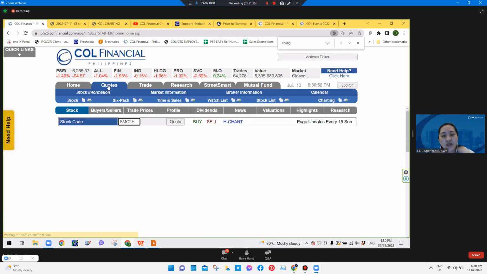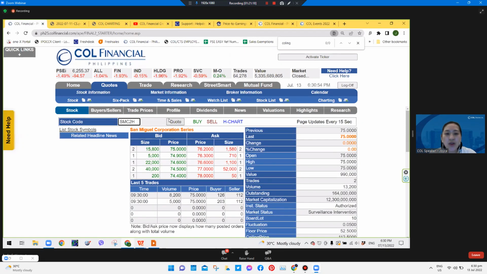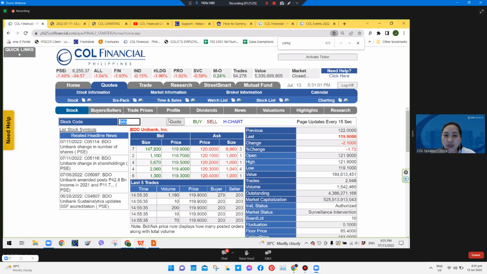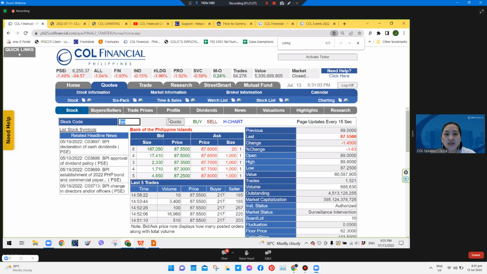Common shares is the most usual. That would be your SMC, San Miguel Corporation, your BDO, your BPI. These are all common shares. This means you're investing in the company itself.